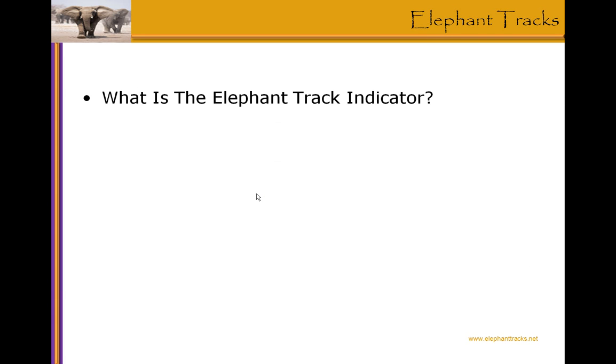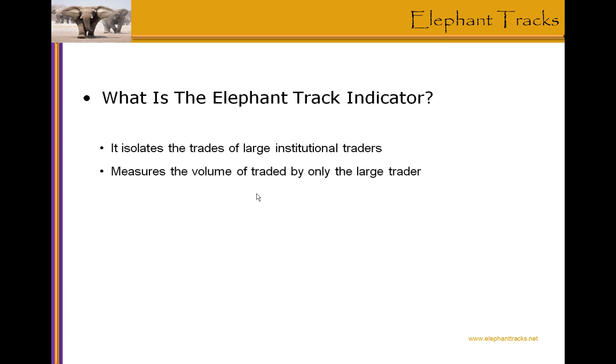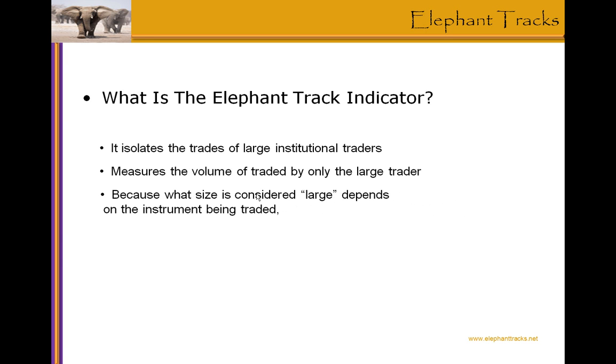Well, what is the Elephant Track indicator? First of all, it isolates trades of large institutional traders. It measures the volume traded by those large traders.